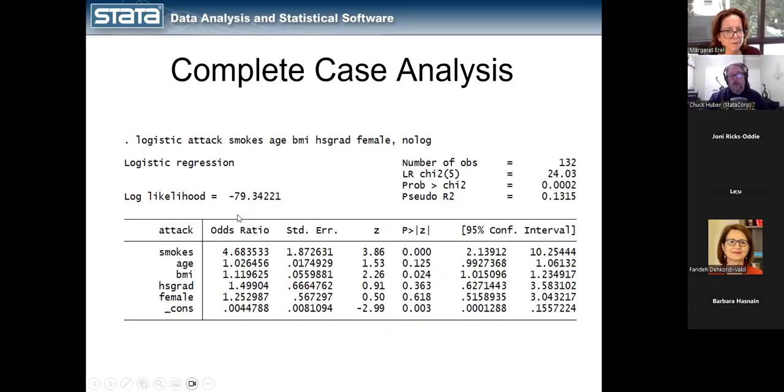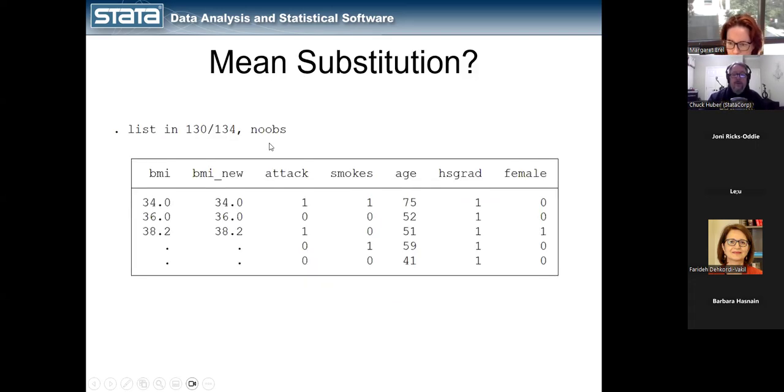Now, remember, we're only wanting to adjust for BMI. What we're really interested in is the relationship between smoking and heart attacks. So here the odds ratio is 4.68. That's a pretty large odds ratio, no surprise there. But we've only used 132 observations. So what are we going to do about this?